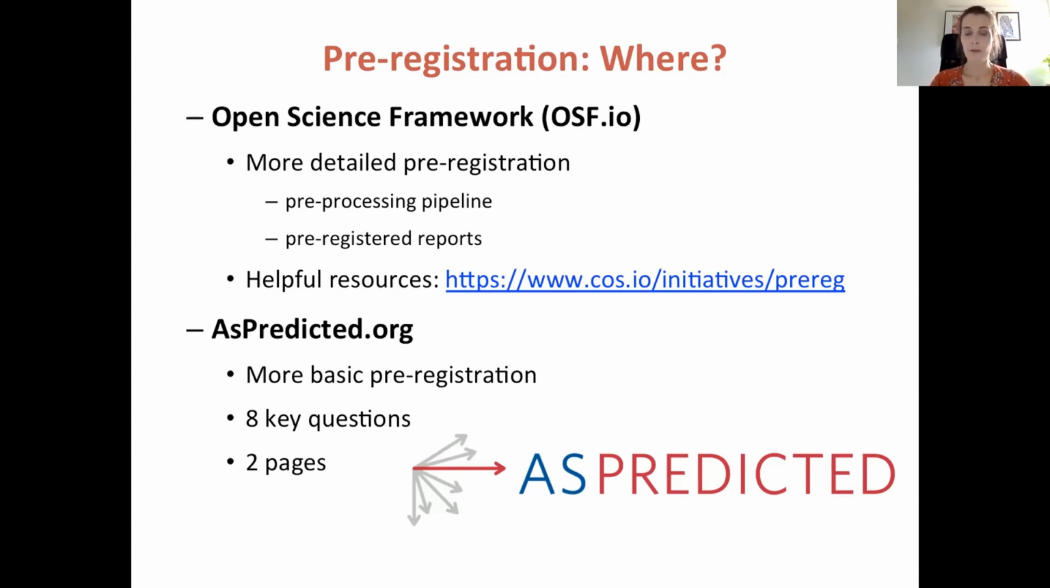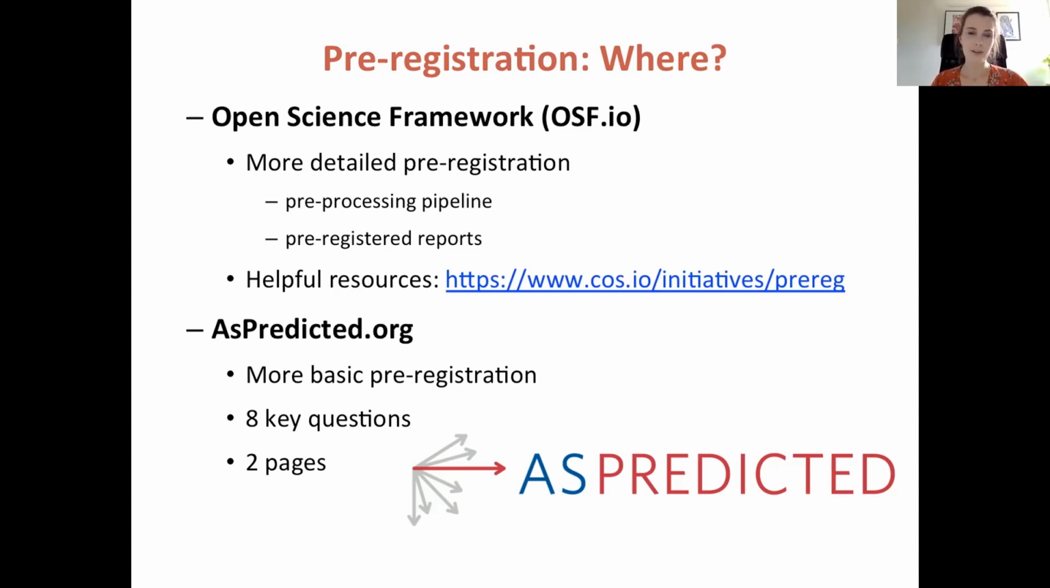However, if it's your very first study that you're registering, I could suggest you first try AsPredicted, because it includes only 8 key questions, and usually it's a very short and straightforward registration. It still makes the registration valid, but it does not allow you to register, I think, more than around 2 A4 pages. So you have to be very concise.